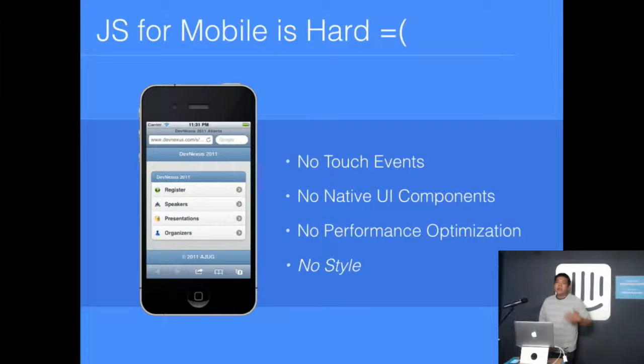But kind of most importantly, and looking at this fun little screenshot here that I like to joke about, is no style. Again, all we get out of the box is JavaScript. So not only do we not get that baseline of mobile look and feel, it's very difficult to even take it beyond that and customize it and do all the things that we need to do in order to differentiate our apps. So JavaScript for mobile is quite hard.